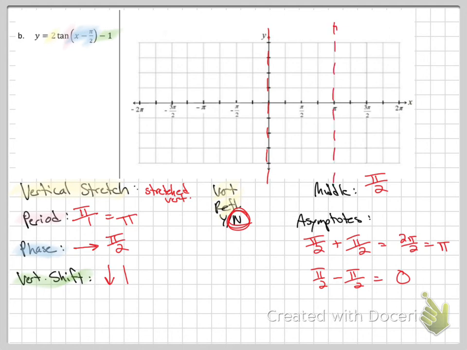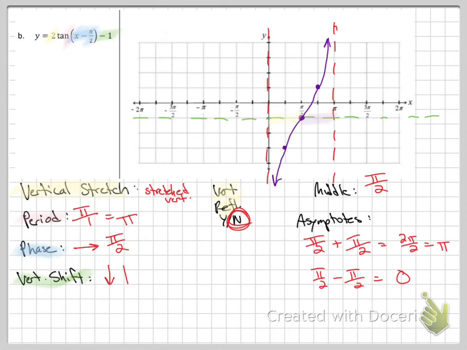My vertical shift is down 1. The middle should land right in between those asymptotes, pi over 2, and right on the green line. Vertically stretched by 2, so no reflection. So let's do yellow and purple again. Positive means it goes uphill. So the purple gap, right in the middle, from the green line, you go up 2. The yellow gap, from the green line, you go down 2. And try to make it look like a tangent curve. Try to hit the dots also.